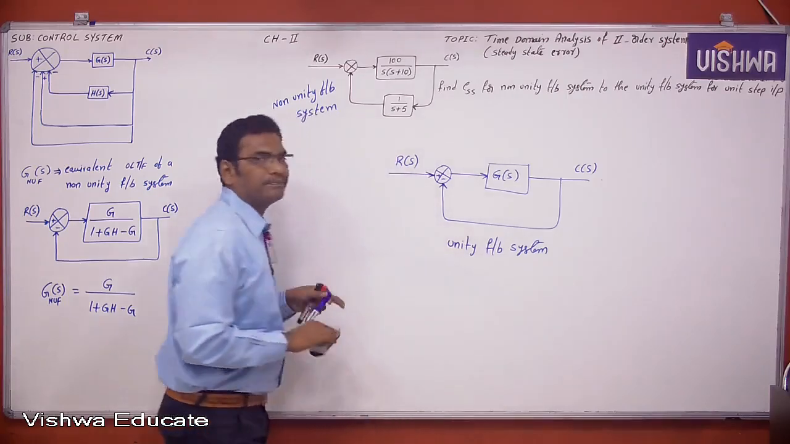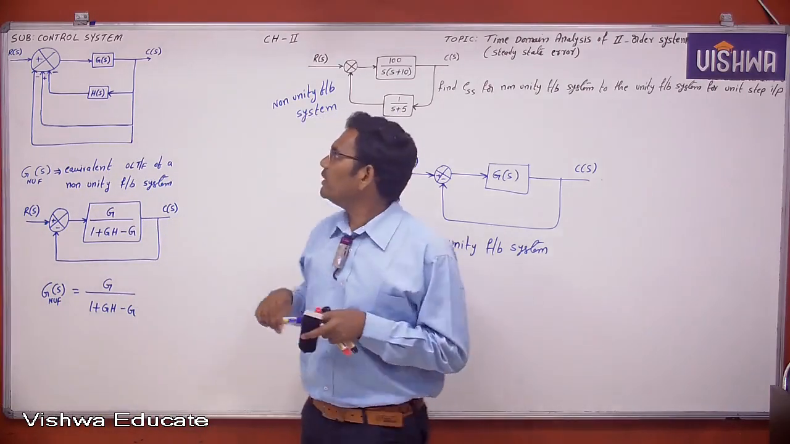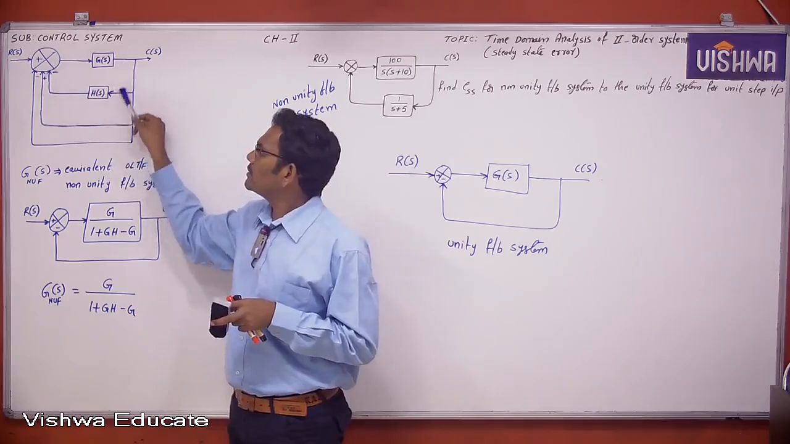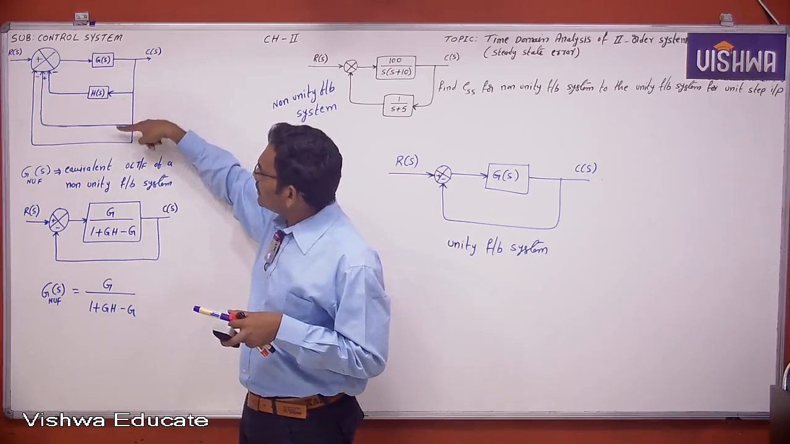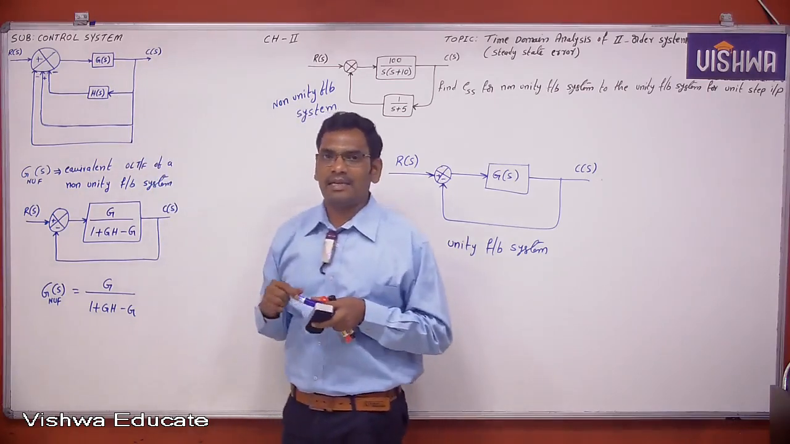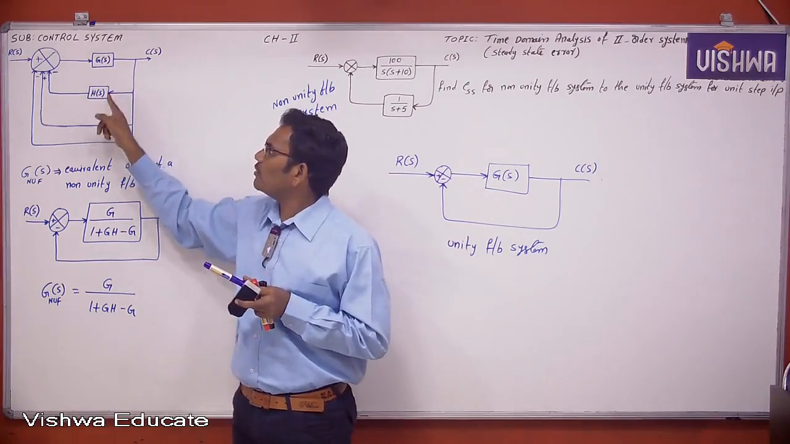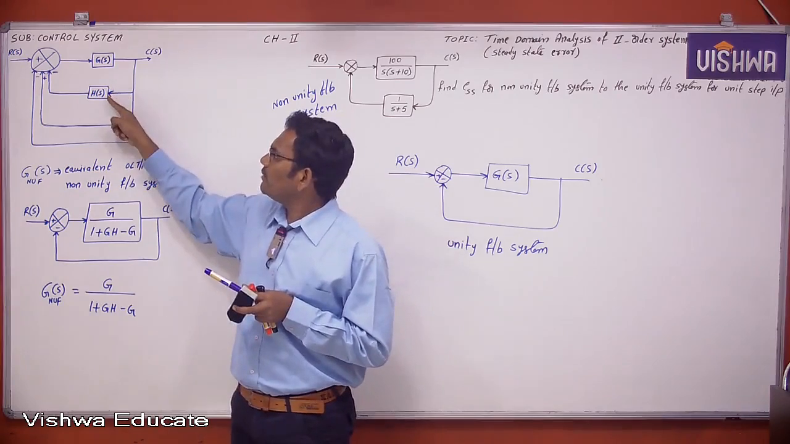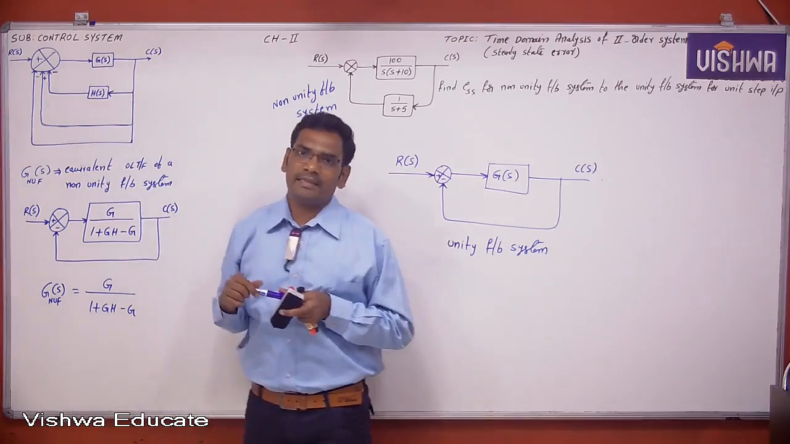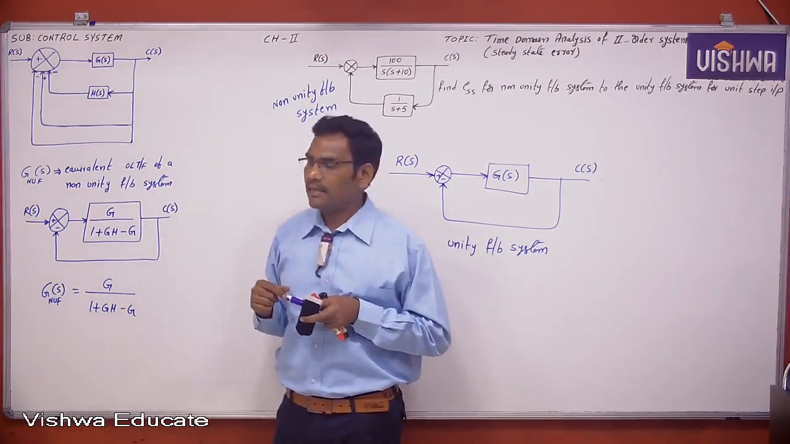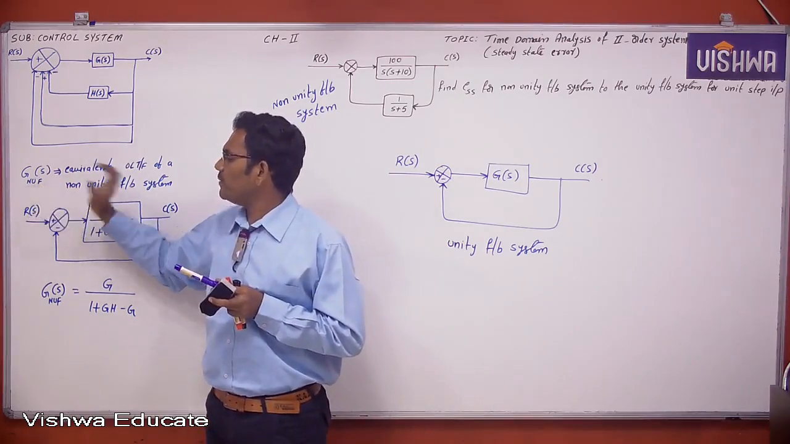If any non-unity feedback systems are given, see here, this is the non-unity feedback system. This non-unity feedback system, you first convert into a unity feedback system. Understand or not? If any non-unity feedback H of s not equal to 1 is given, then first it requires converting it into a unity feedback system, and then you can find the steady state error. So this is the forward path gain. I just represented a non-unity feedback system.